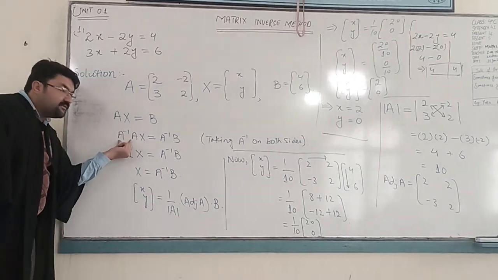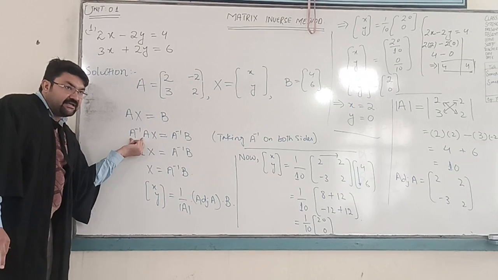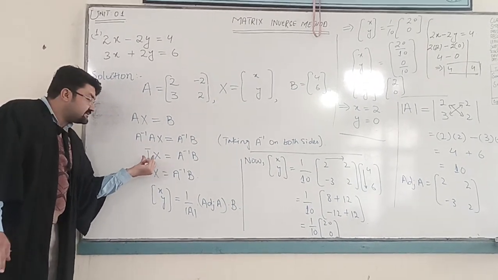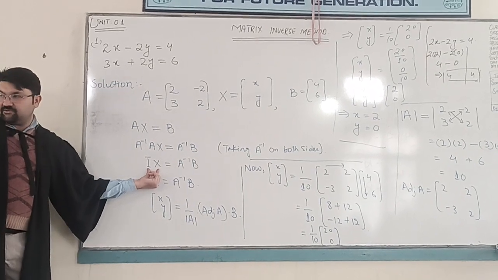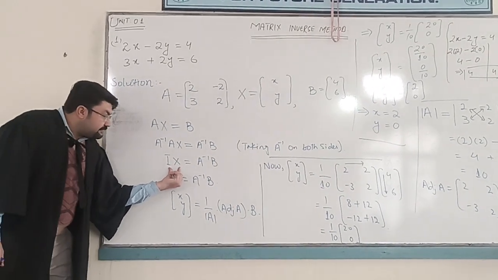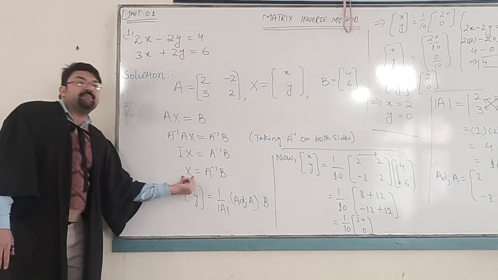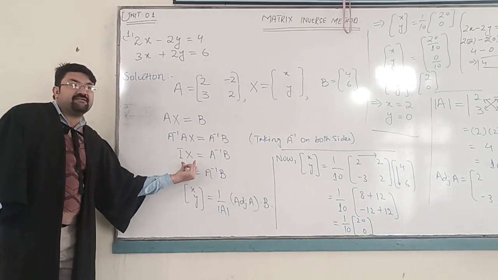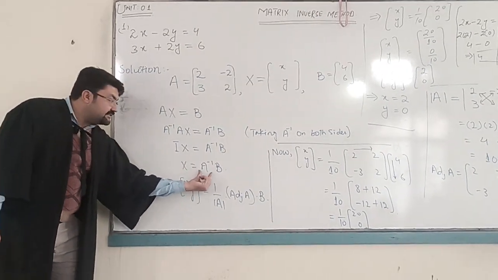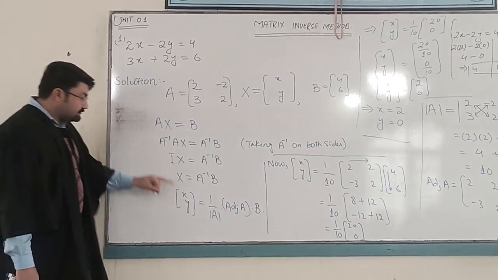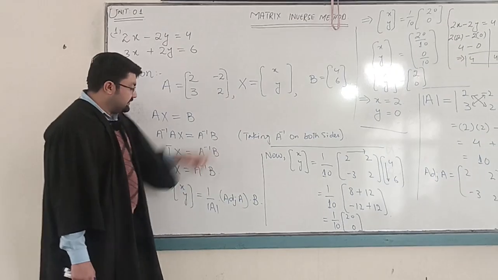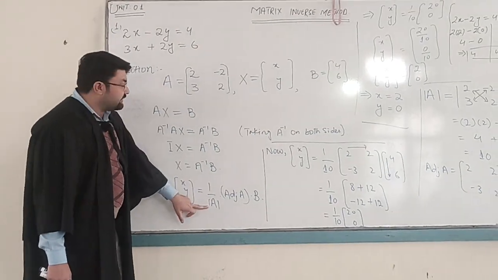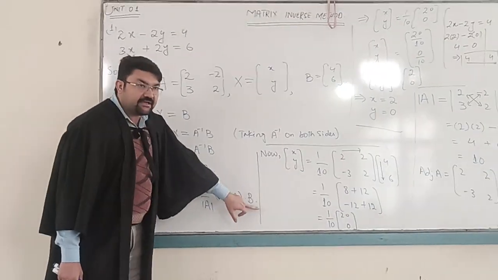The product of A inverse and A is the identity matrix. And if the identity matrix is multiplied with any other matrix, we get just that matrix. So X is equal to A inverse B. The value of the matrix [x; y] is 1 by determinant of A, adjoint of A, times B.